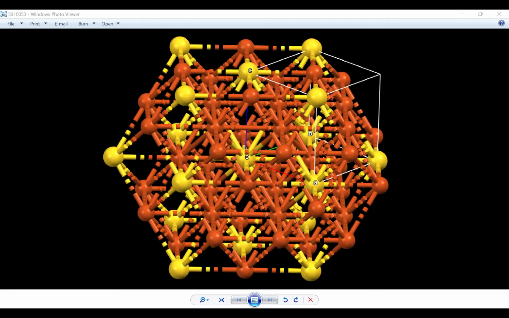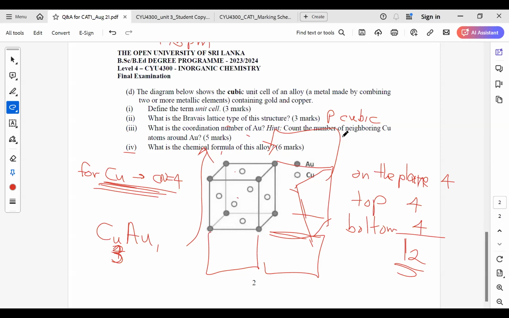So because of that, you can see when it comes to copper, the coordination number is 4, meaning there are only 4 gold atoms in the neighboring position. Okay, that's what I wanted to explain there. Is it clear now? Yes. Okay, those are the only questions that I was planning to discuss.